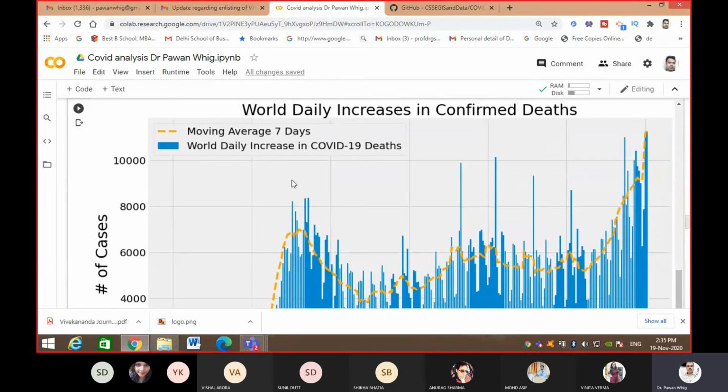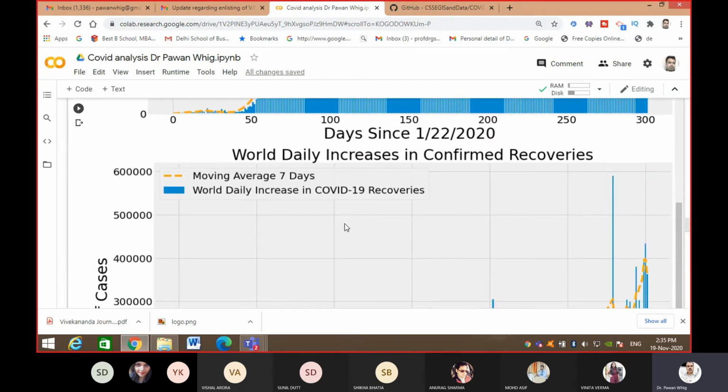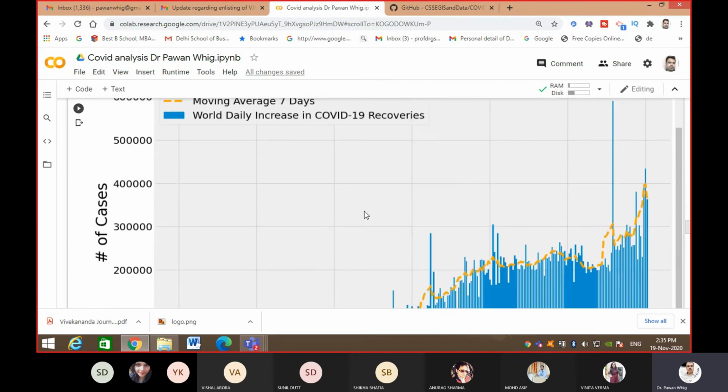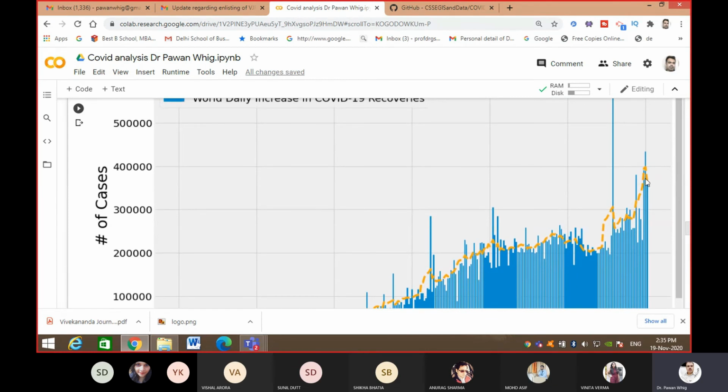Okay, so this shows the world daily increase in COVID-19 deaths. The next graph shows the world increase in recoveries. You see the recovery rate has also increased.